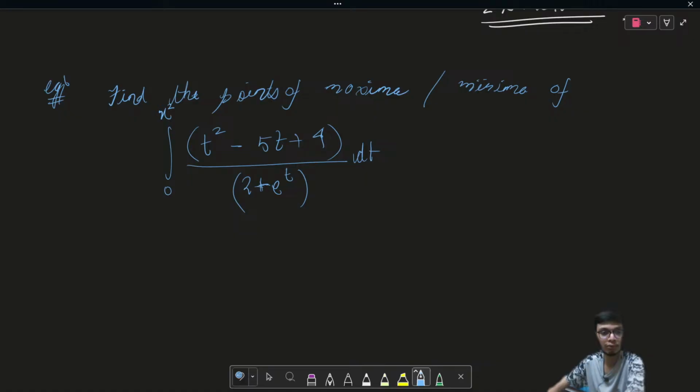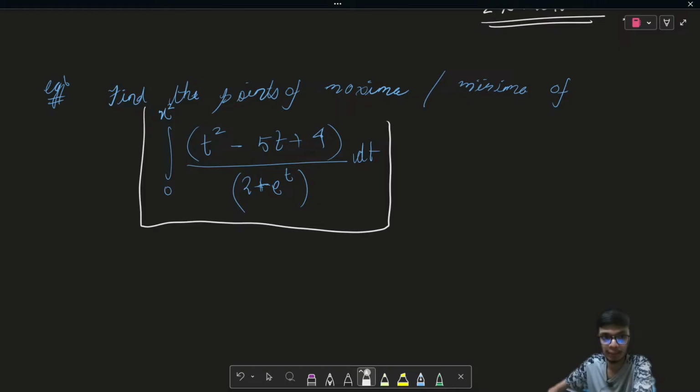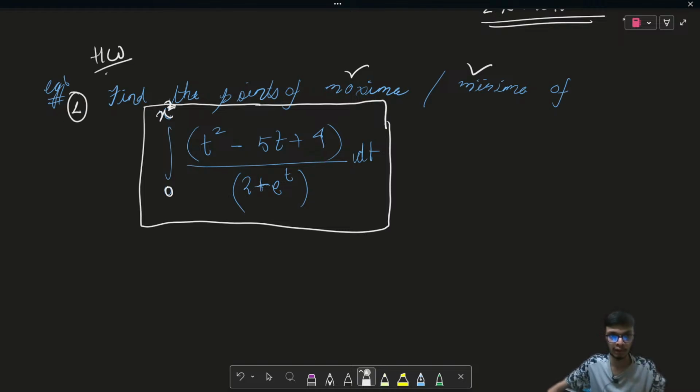You have to tell me what the points of maxima and minima will be for this given function, right? So please try to find the maxima and minima points, and don't forget this x square, right? The limit is going from 0 to x square. So this is the first question that you can try to solve as a homework problem after you learn this new Leibniz rule of derivative, right? I hope this is clear.